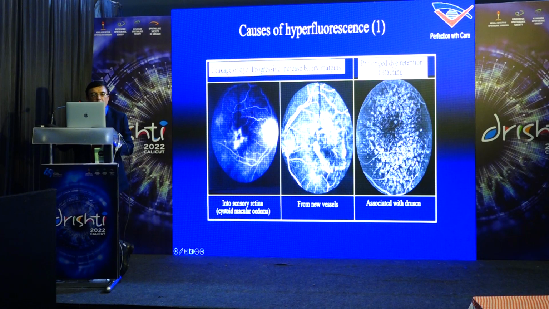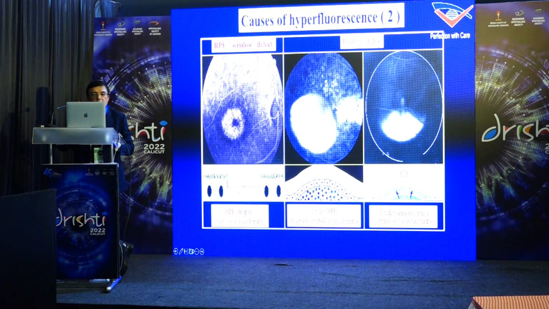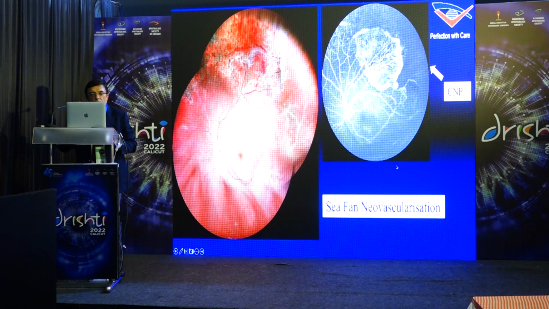So supposing we have a situation where there is leakage into the sensory retina, there's cystoid macular edema, there's again hyperfluorescence. Then you have neovascularization like in a choroidal neovascular membrane. And then you have drusen, that is again hyperfluorescence. Then you can have a window defect where you have an RPE atrophy. So whatever choroidal fluorescence is there, it is discrete, it is appearing as a window defect, and it is based upon the choroidal phases. Then you have a pooling of the dye which occurs under the retinal pigment epithelium, or like in the CSR, it may be under the neurosensory retina.